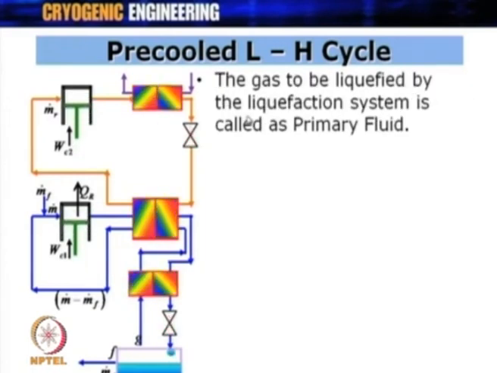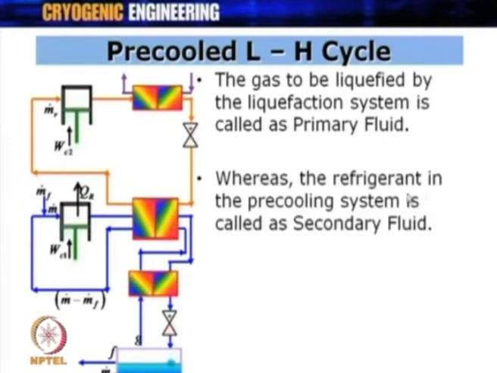The gas to be liquefied by the liquefaction system is called the primary fluid. We can call this the primary fluid, which could be nitrogen, oxygen, air, whatever you want to liquefy, whereas the refrigerant in the pre-cooling system is called the secondary fluid. So, you can call this the primary fluid or primary system, and this a secondary fluid or a secondary system or a pre-cooling system also. Depending on the references, you can call this the primary circuit, secondary system, or a Linde-Hampson cycle and a pre-cooled Linde-Hampson cycle, etc. A lot of connotations, a lot of ways of addressing this system.